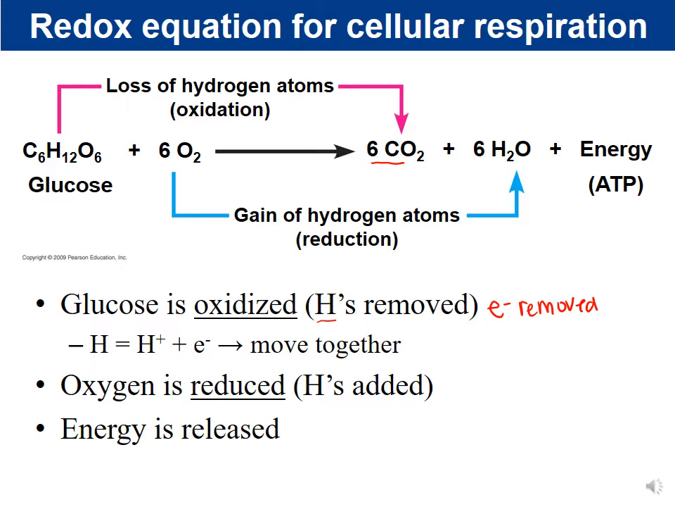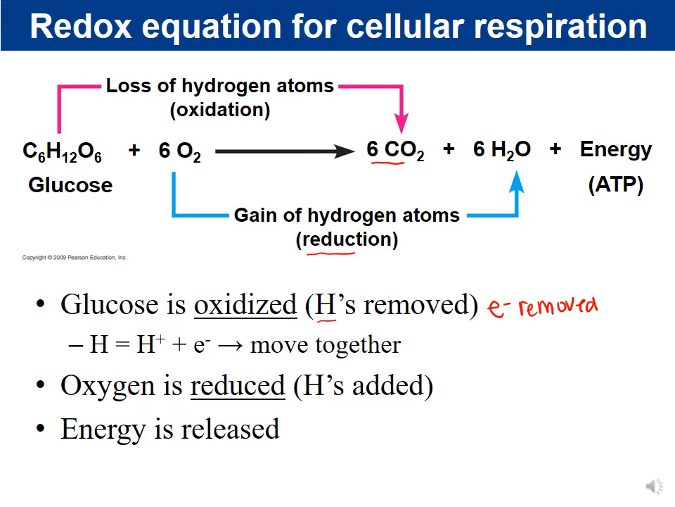So we say that O2 becomes reduced because it gains hydrogens. It's going to form water. So when oxygen acts as the final electron acceptor, O2 gets reduced. It's going to gain the electrons and form water. Notice that O2 gained hydrogens, which means that it also gained electrons.